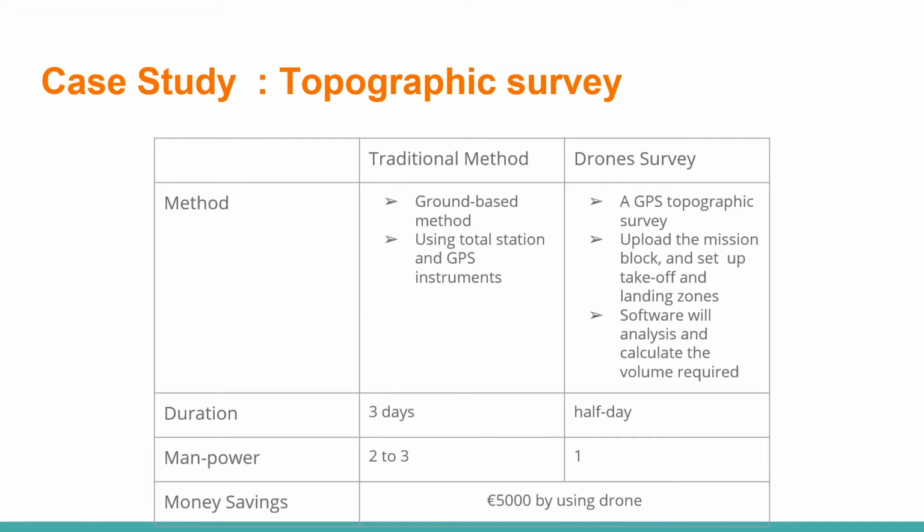However, contractors found out that the traditional method to carry out the surveying works is time-consuming and expensive. From this table, the duration of using drone is only half a day, but the traditional method takes 3 days, and the money saving is around €5,000 by using drones.